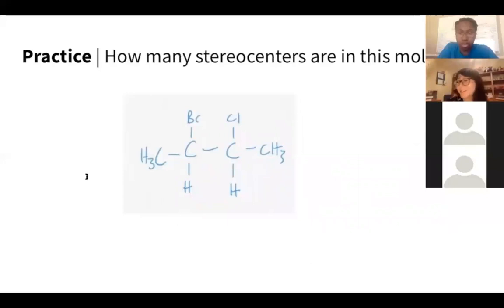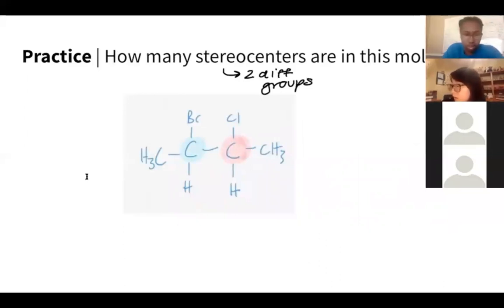How many stereocenters are in this molecule? So we just talked about it a little bit. Stereocenter is going to be two different groups. And so if you look at this guy, it's first carbon, stereocenter one, second carbon, stereocenter two, because if you see, they're each going to have three different groups. So in this case, they are also chiral centers.